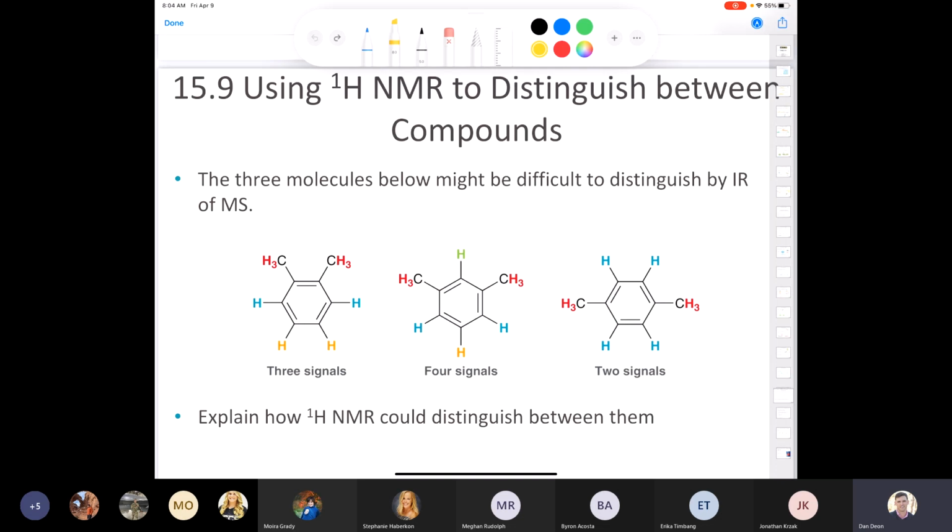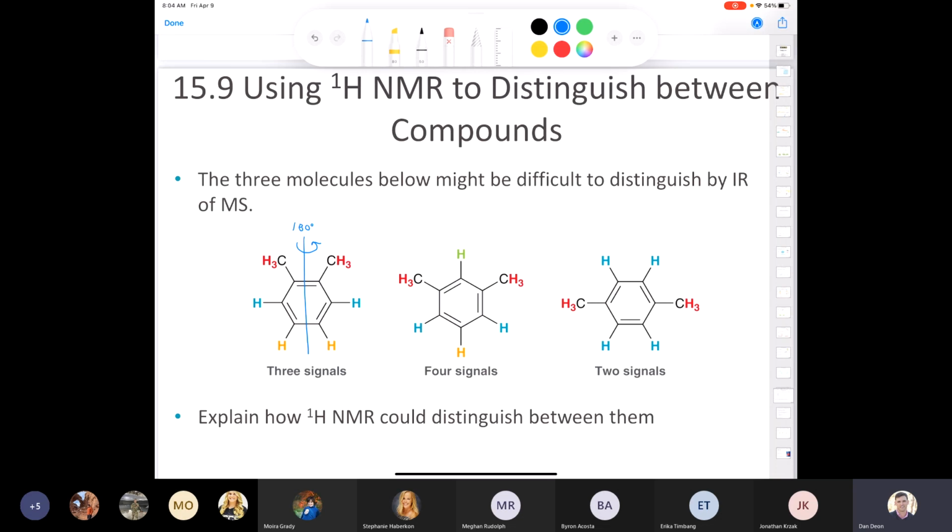But if we look at the types of protons in each of these three molecules, you see that we end up with different numbers of signals in our NMR. If we look at this first compound, and we could do the same thing with all three of them, we see that there is an axis of rotational symmetry such that the two methyl groups are chemically equivalent, so they would produce one signal. Likewise, the two blue protons are chemically equivalent, which produce another signal, and the yellow protons are going to produce a third signal because they are also chemically equivalent.